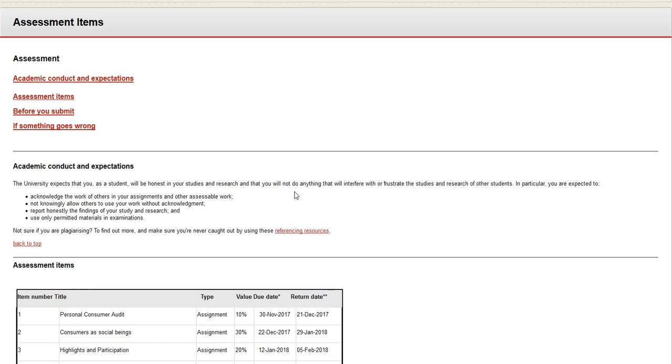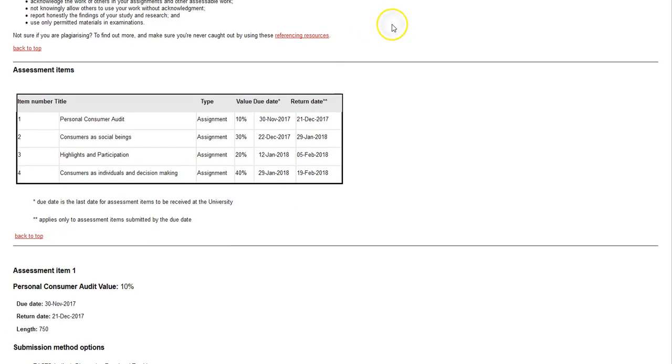Also, you need to make sure that you don't knowingly allow others to use your own work, so there's no copying. And you report honestly the findings of your study and research. Of course, there's no examinations. This whole course is run by a series of assessments, and there's no exam at the end. Let's have a little bit more detailed look at the assessment.